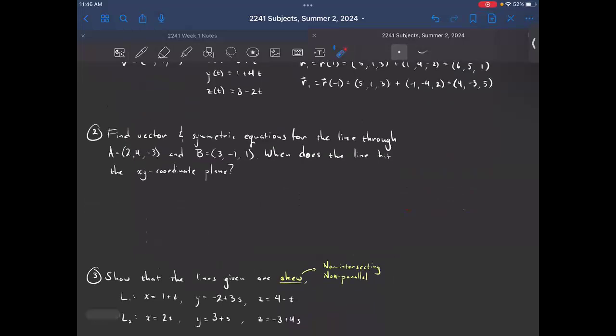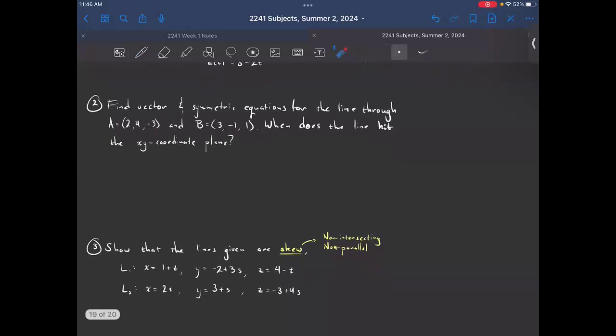All right, problem number two. We want to find any vector and symmetric equations for the line through these two points. And then they asked us, when does the line hit the XY coordinate plane? All right, so let's find our vector and symmetric equations first, and then we'll answer that question at the end.